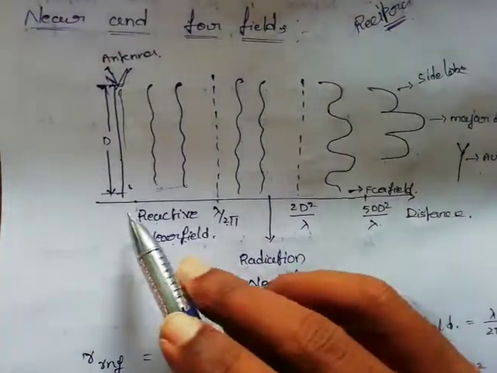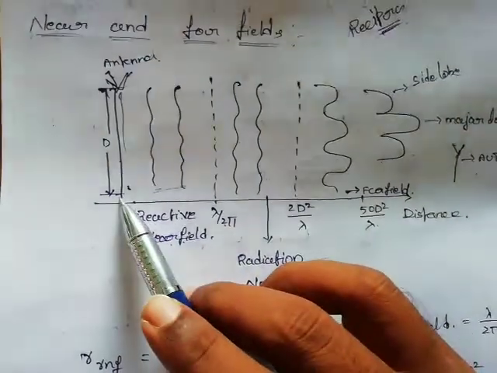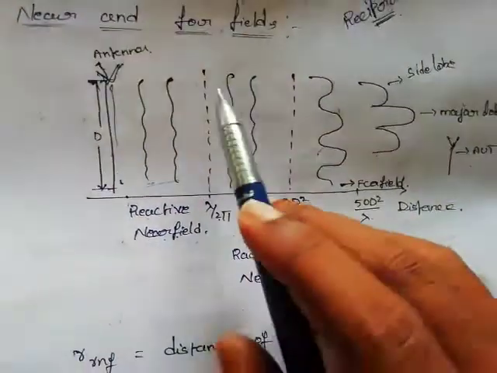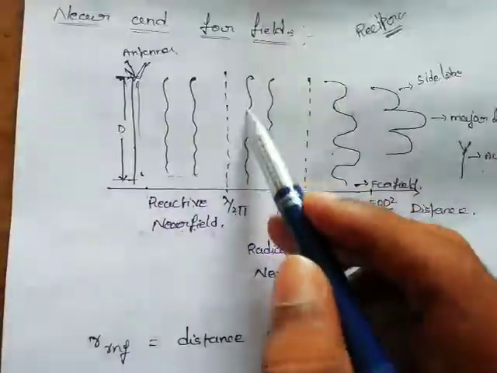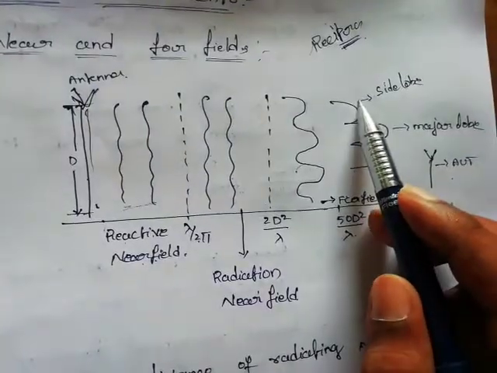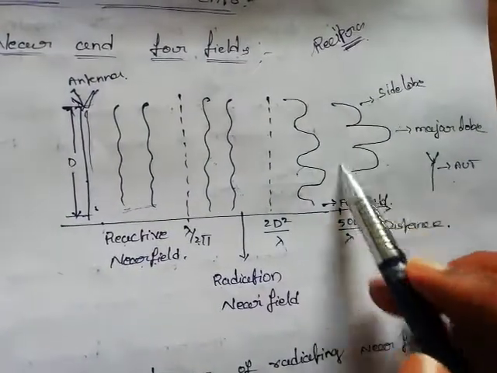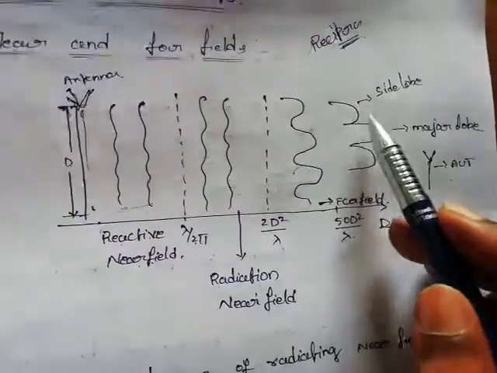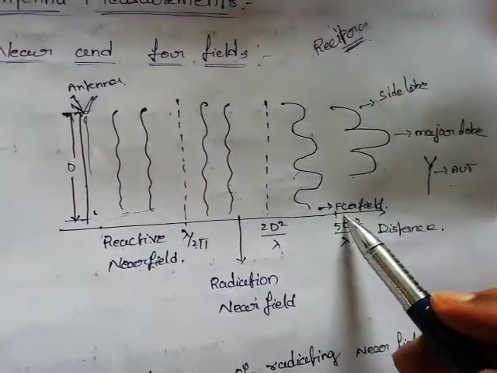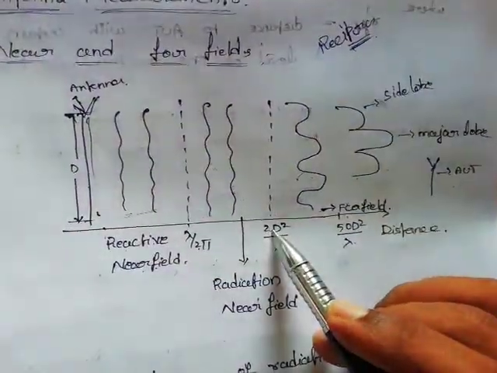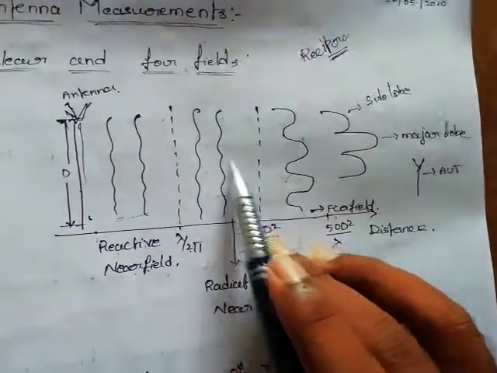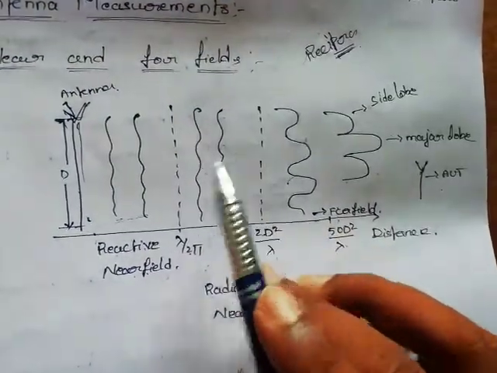At a distance of 2d square by lambda from this antenna, you will have the far field. The waves radiating at this far field give you the lobes, the side lobes and the major lobe, and we are going to calculate those lobes. You are able to see this in this format at the far field region at a distance of 2d square by lambda.